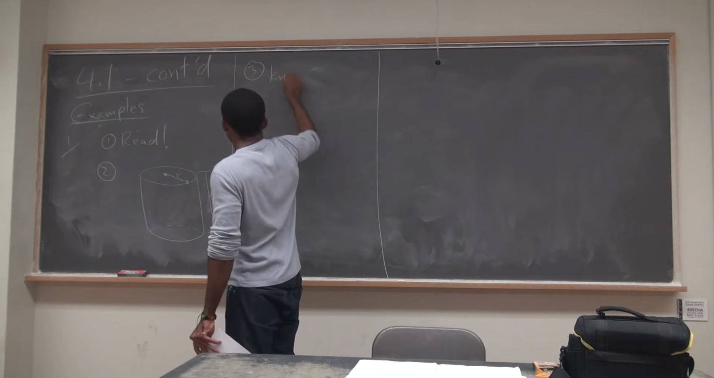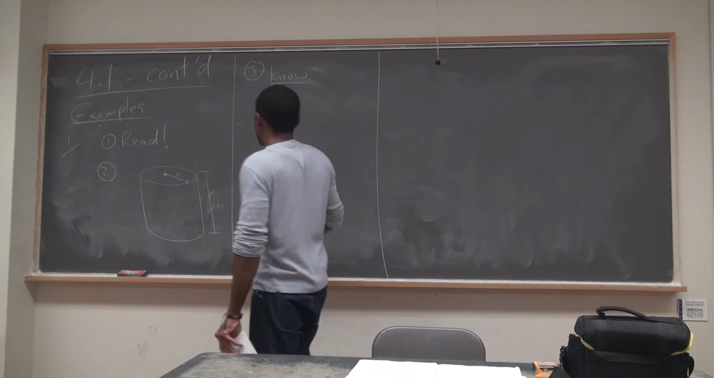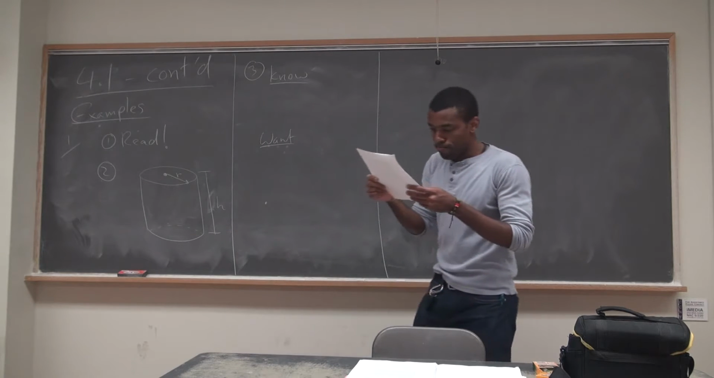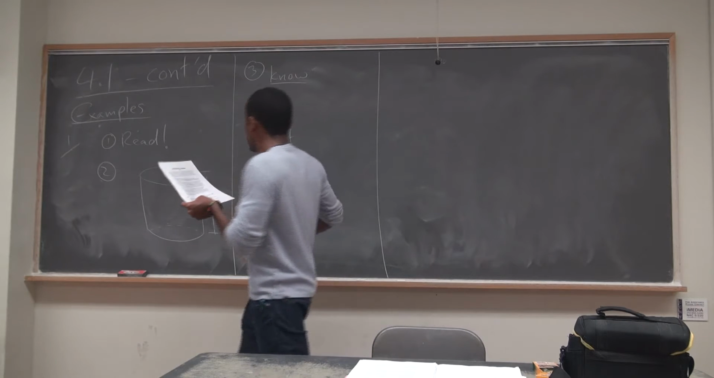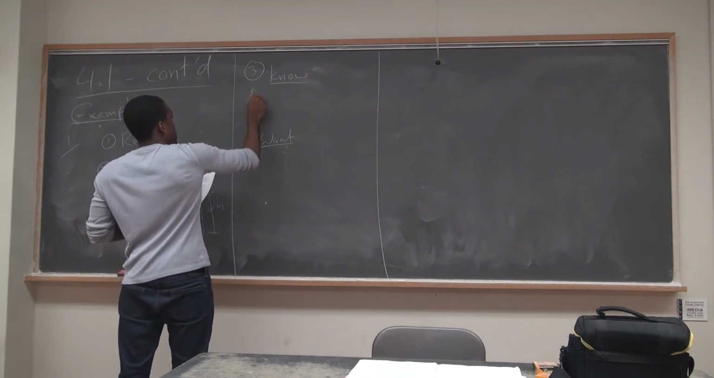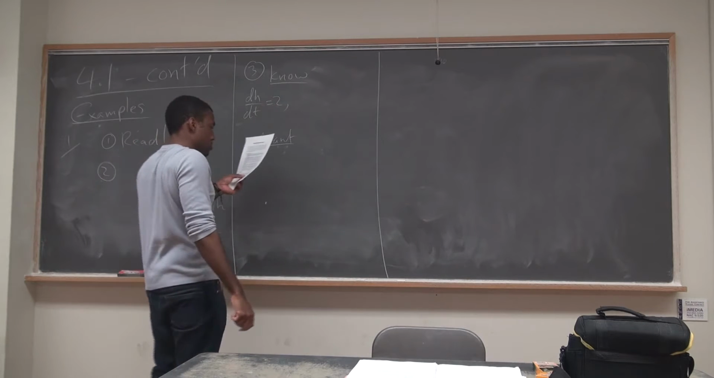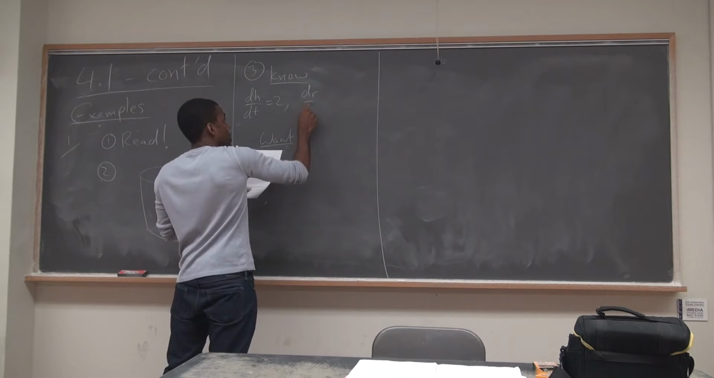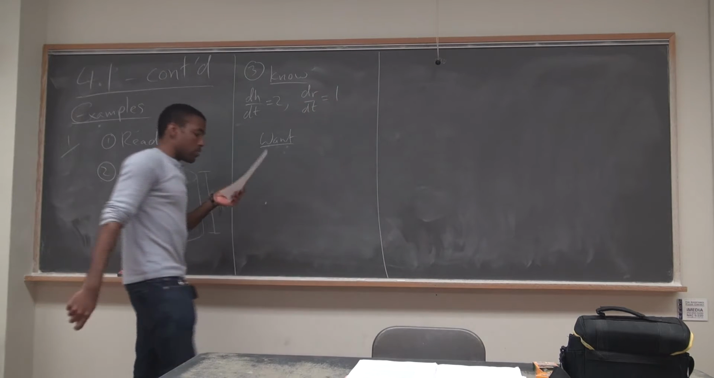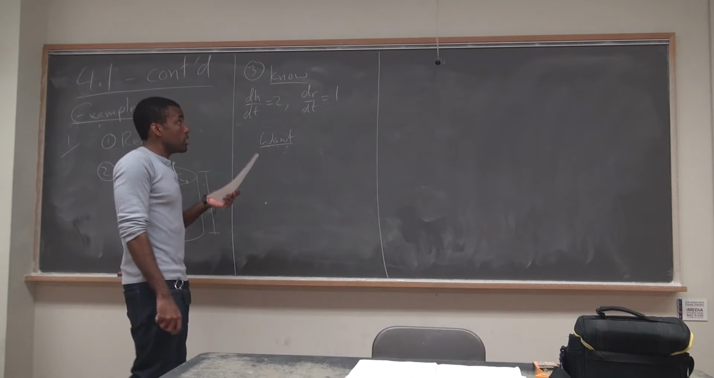What do we know? What do we want? What do we know so far? The height, which is dh/dt, is 2 meters per second. We know that dh/dt is 2. We also know dr/dt. That's 1. So the radius is increasing at a rate of 1. The height is increasing at a rate of 2.